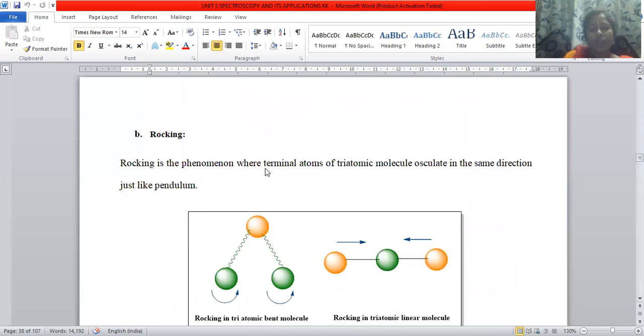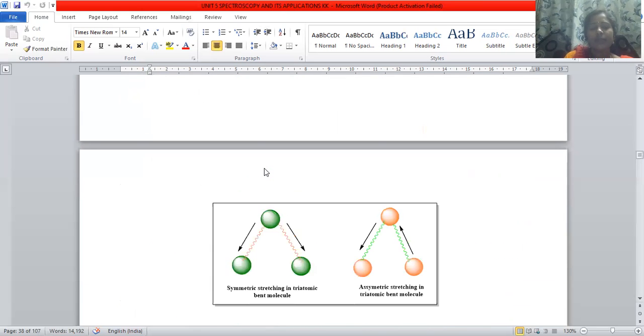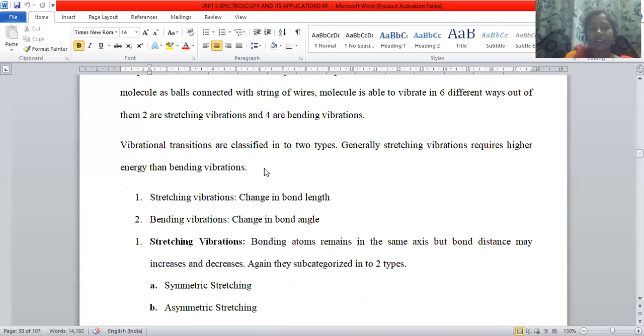In this way, we can define the principle of infrared spectroscopy by means of stretching and bending vibrations. Stretching stands for a change in the bond length. We can elongate the bond and we can also shorten the bond. Bending stands for a change in the bond angle, and it is called bending vibration. Stretching vibration causes a change in the bond length, whereas bending vibration causes a change in the bond angle.